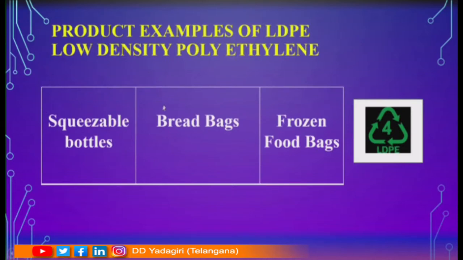Now 4 means LDPE. LDPE means low density polyethylene. What are the articles made up of LDPE? Squeezable bottles, bread bags, frozen food bags. On these items, you can identify a number 4. That means these are all the articles which are made up of low density polyethylene.